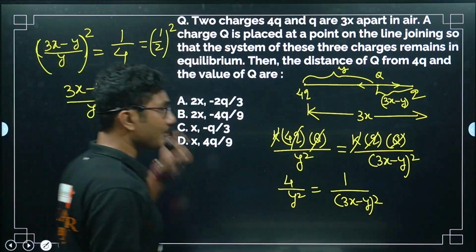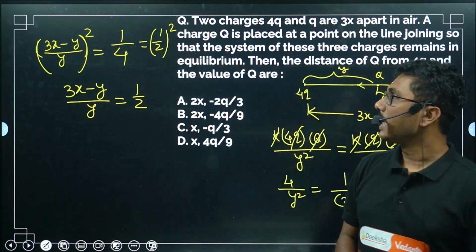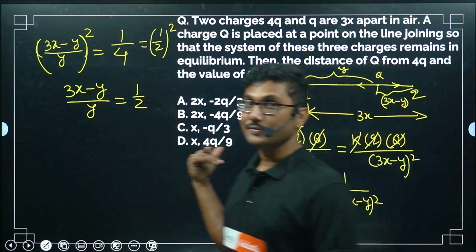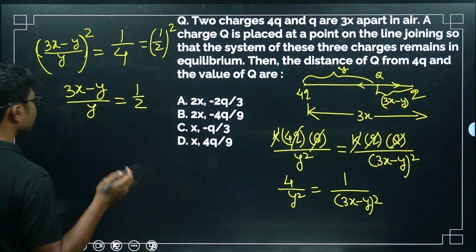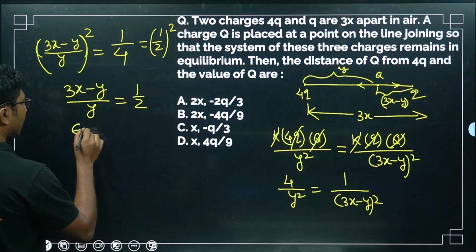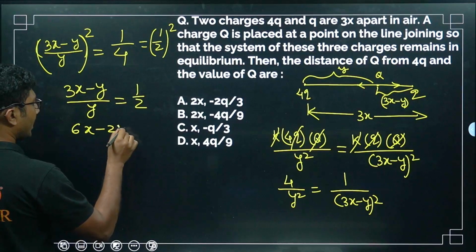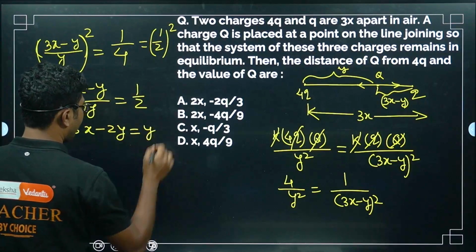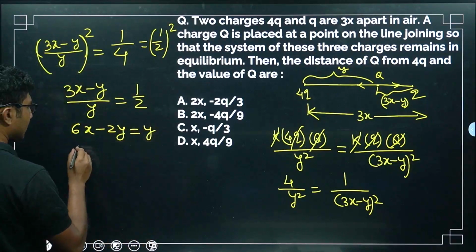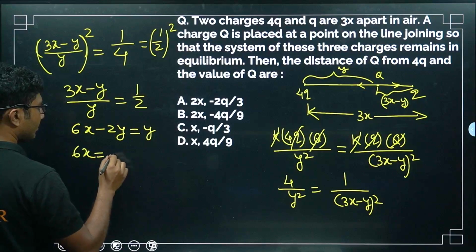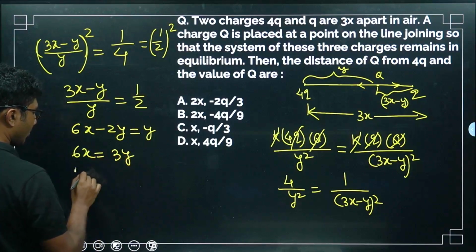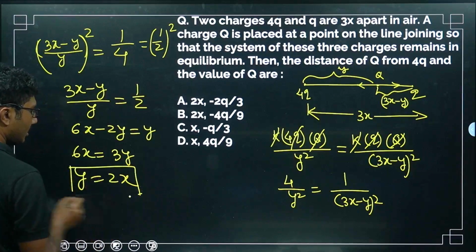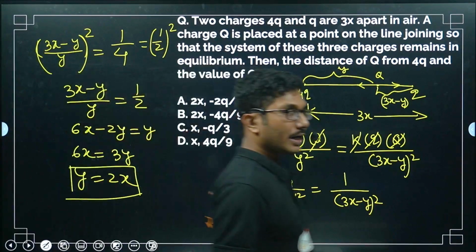Now mathematically there is a possibility of plus and minus. I am using plus 1. You can try and check what will be the case if you use negative 1. So 6x minus 2y equals y. Let me take this side. So 6x equals 3y, so y equals 2x. So we have calculated y as 2x. Right?